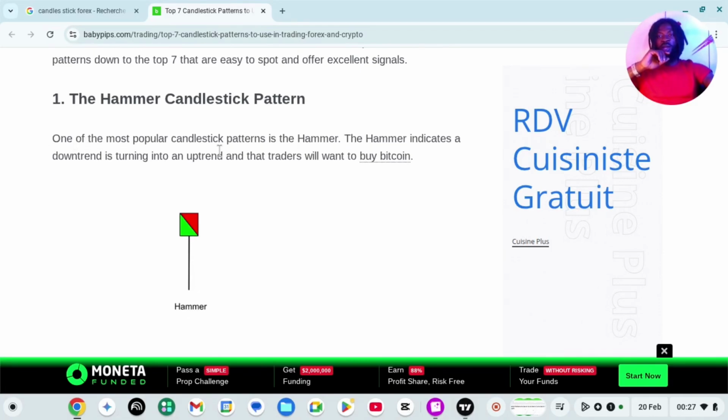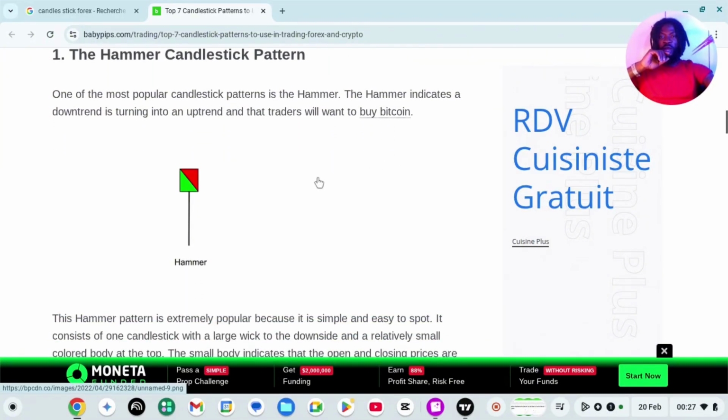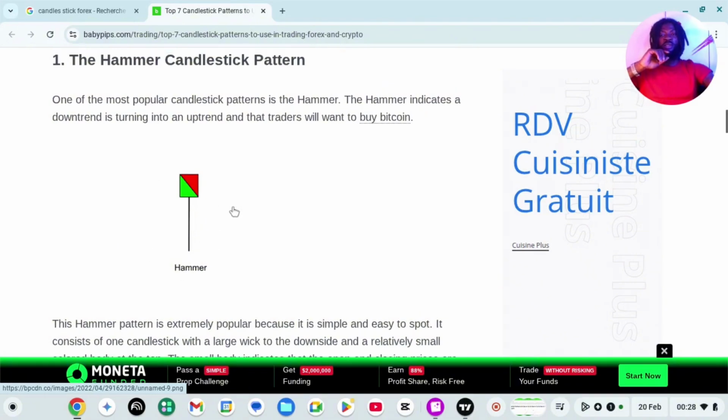One of the most popular candlestick patterns is the hammer. The hammer indicates a downtrend is turning into an uptrend, and that traders will want to buy Bitcoin. Mind you, it's not always in Bitcoin, it's in forex, in futures, and all of that. So this is the picture of the hammer. What is the story behind a hammer? A hammer simply means the starting of a reversal in the market.